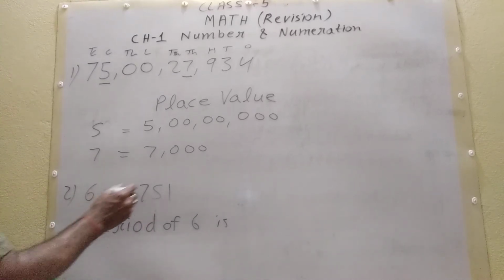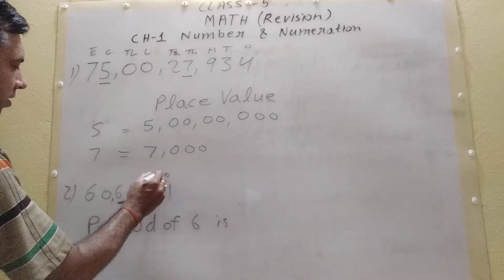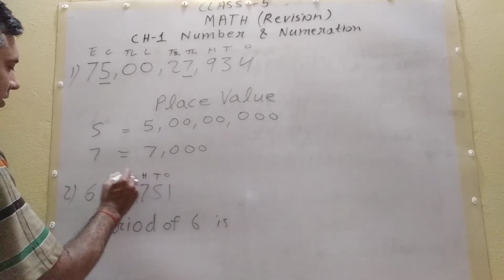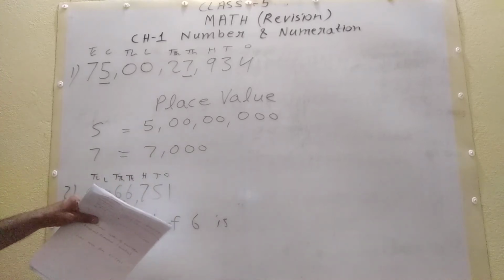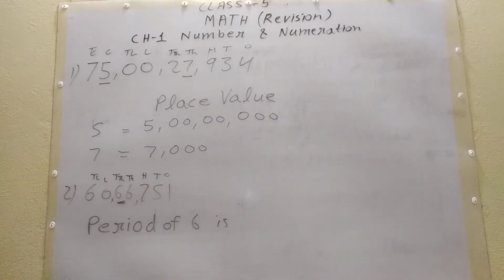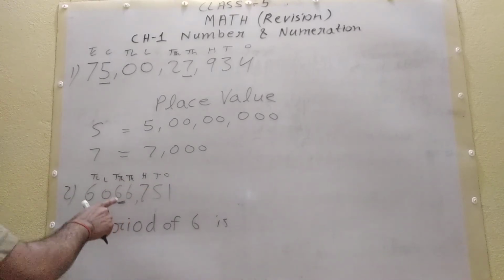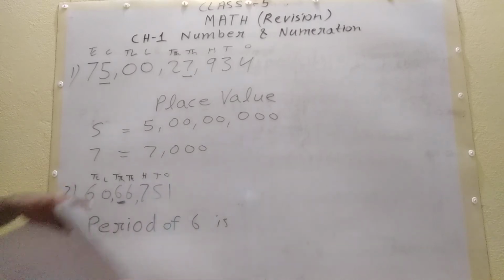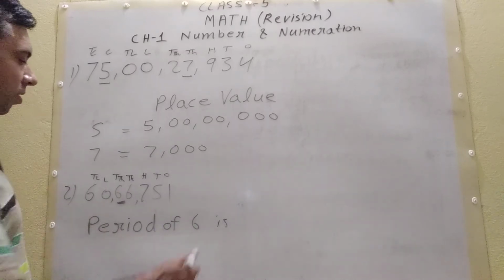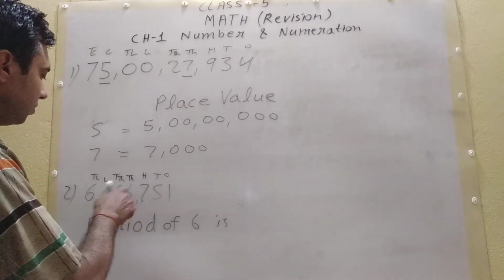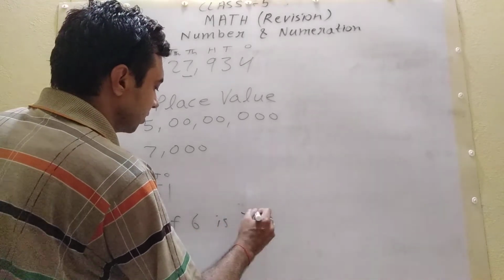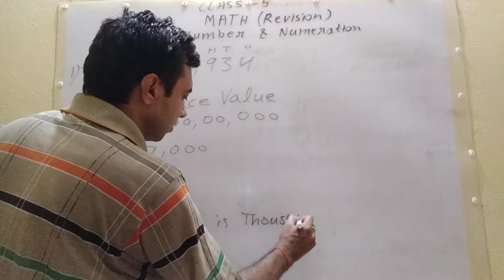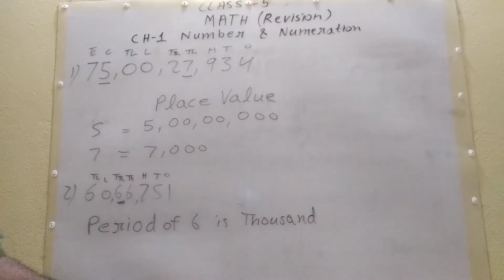Now the second question. Here another number is given, with ones, tens, 100, 1000, 10,000, lakh, 10 lakh. So student, 60 lakh 66,751 is given, and the question asks you to find the period of this 6. Period of 6. So what you have to do? See, this is the ones period, this is the 1000 period. The period of 6 is 1000. So don't be confused.